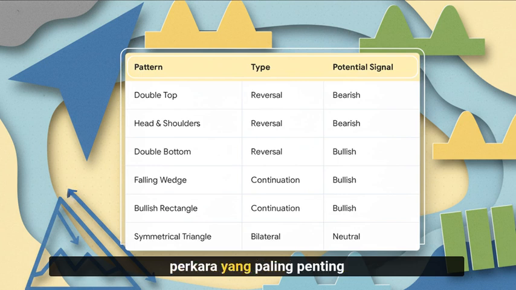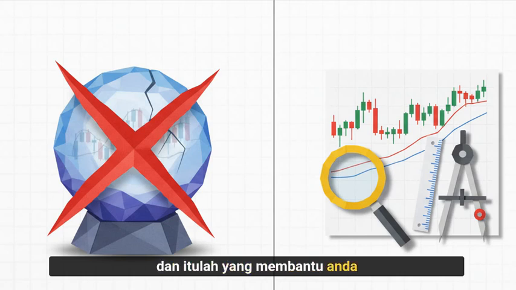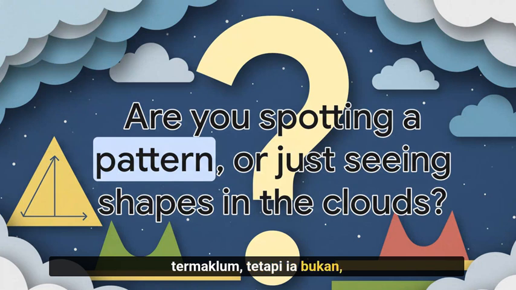But look, the most important thing to get from this is that these patterns help you form a hypothesis, an educated guess about what might happen next, and that is what helps you figure out where you might want to get in or out of a trade. But I gotta say this, and it's really, really important. None of this is a guarantee. These patterns are all about probabilities, not certainties. They're amazing tools for sure, and they can help you make way more informed decisions, but they are not, I repeat, not a crystal ball. They should only ever be one piece of your overall trading puzzle.